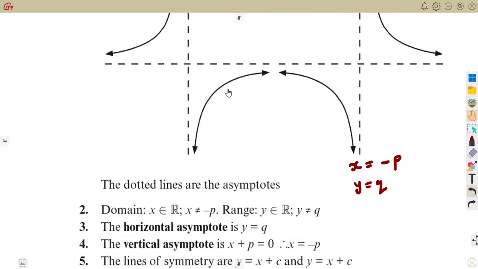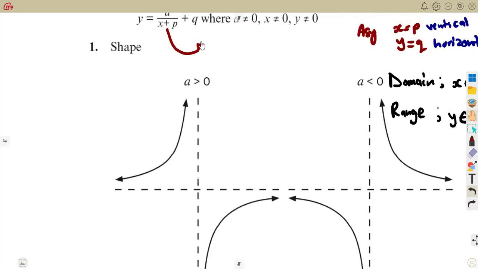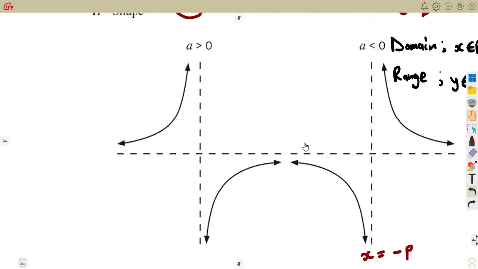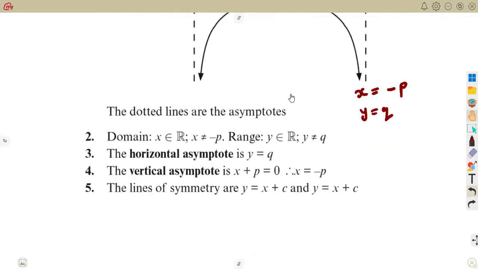All right, there they are referring to their own function here because they had a positive. So for the asymptote, we are going to have the asymptote at x is equal to minus p. That is why we are using that minus p. X cannot be equal to minus p. The range, y cannot be equal to q. All right, so that is it, guys.